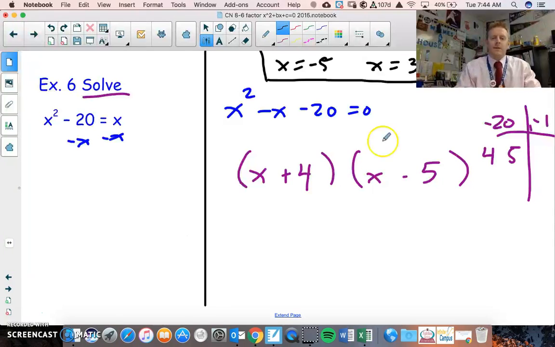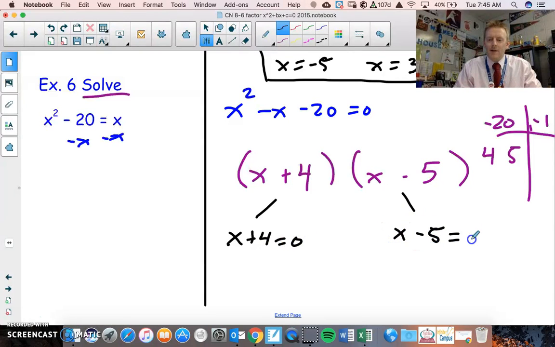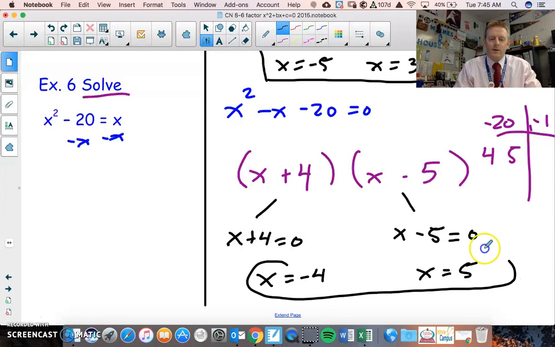All right, let's do the same thing on this one. This will be our last one. So we have x plus 4 equals 0, and x minus 5 equals 0. So x is equal to a negative 4, and x is equal to a positive 5 by adding and subtracting over here. So those are my two answers, and that's what we've got going on.